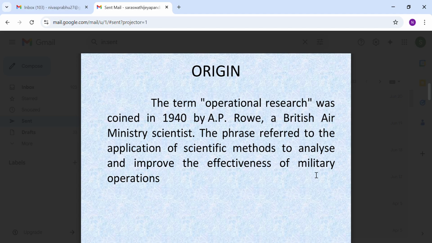At the time of the Second World War, the military head called all the scientists and made a plan for using the scarce resources to win the Second World War. Through that scientist conference, the topic of operation research was coined. The phrase referred to the application of scientific method to analyze and improve the effectiveness of military operations.